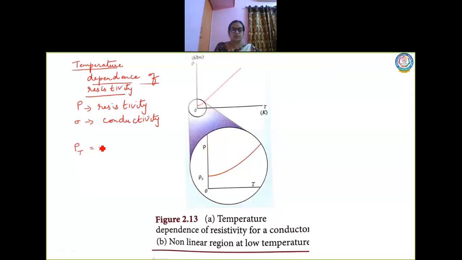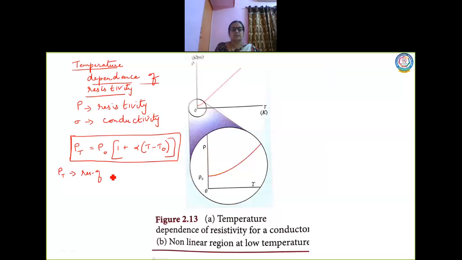Now according to this, there is an expression which is given as rho t is equal to rho naught into 1 plus alpha into t minus t naught. So this is the equation which says that when you increase the temperature, the resistivity also will increase. So what is rho t here? Rho t is the resistivity of a conductor at a given temperature.